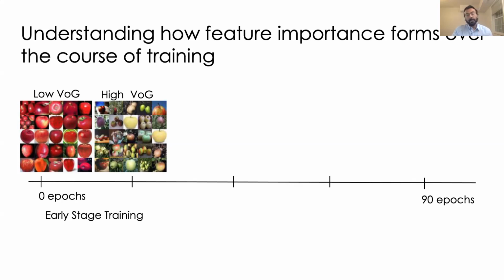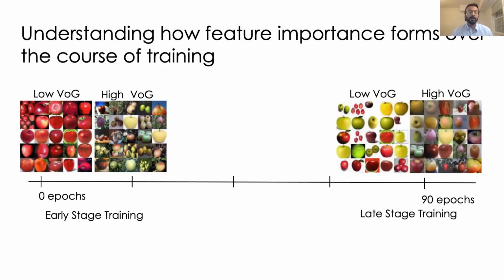On comparing this to the late stage training, we see similar patterns where the low VOG score images are more object-centric and have a clear view of the object of interest, that is apples, whereas the high VOG samples are more cluttered and taken from different vantage points.